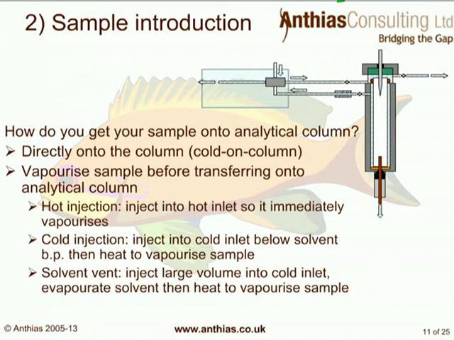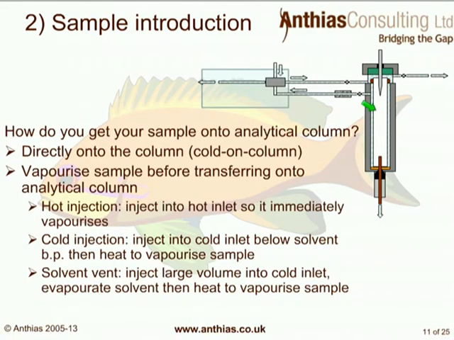There are a number of techniques to do this, and which technique we use depends very much on the type of sample and the type of analytes we are trying to analyze. For a start, we could introduce our sample directly onto the analytical column. This is called on-column injection, and it's usually achieved below the boiling point of the solvent, so it's called cold on-column. Or we could introduce our sample into the GC inlet and vaporize it there before transferring it onto the column. We could do this with a hot injection.